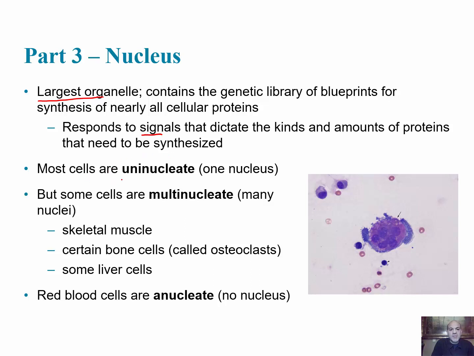Now, most cells are going to be uninucleate, which means they have one nucleus, but some may be multinucleate, like skeletal muscle and certain bone cells like osteoclasts and some liver cells, while others may be anucleate, which means they have no nucleus. So here is a red blood cell, which doesn't have a nucleus, and then there's some white cells that have a nucleus, and then here's one of those bone cells called an osteoclast, and you can see it has multiple nuclei in there.